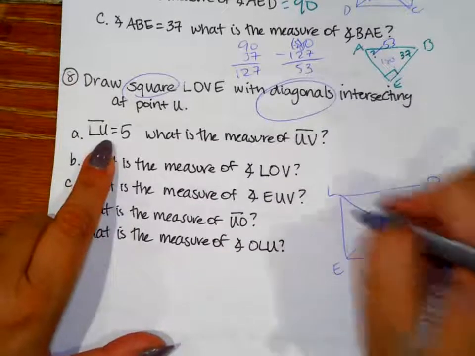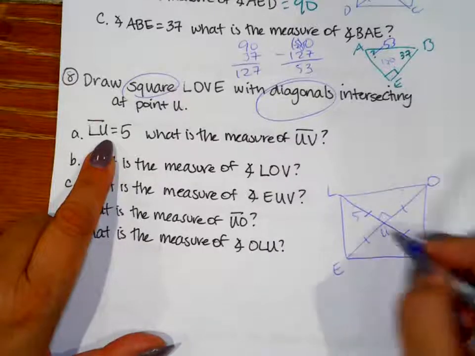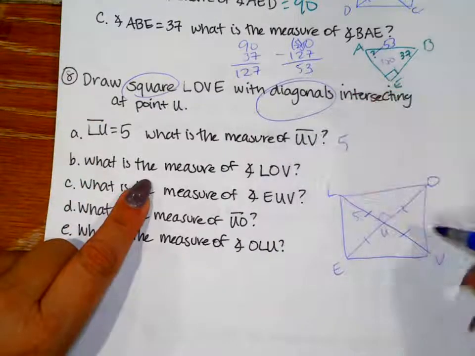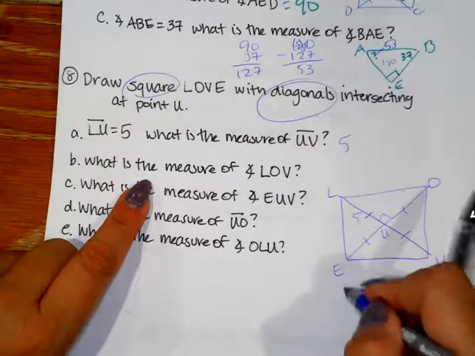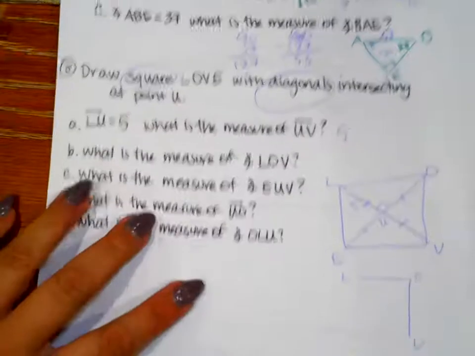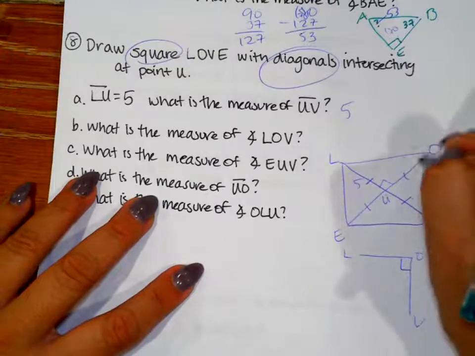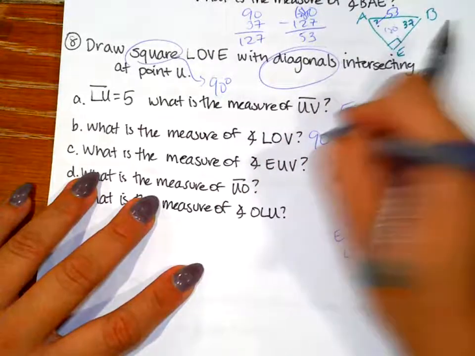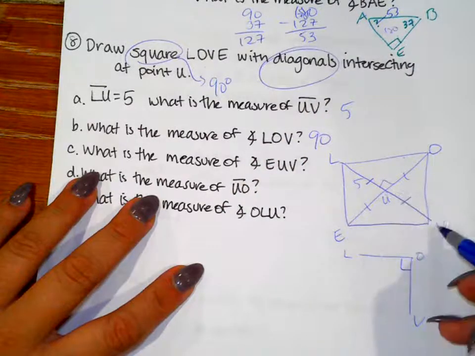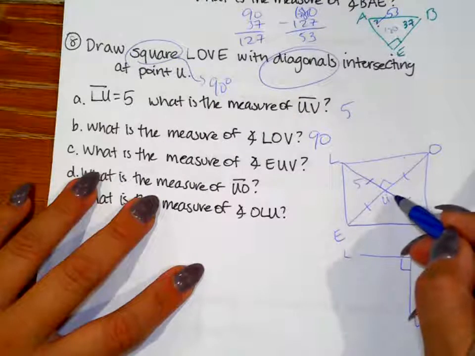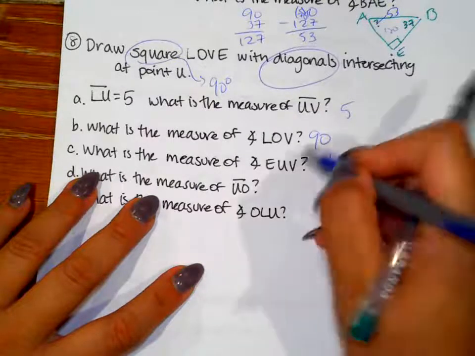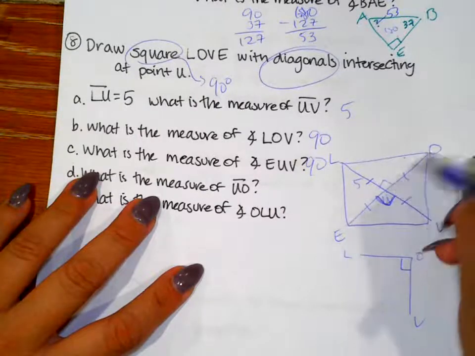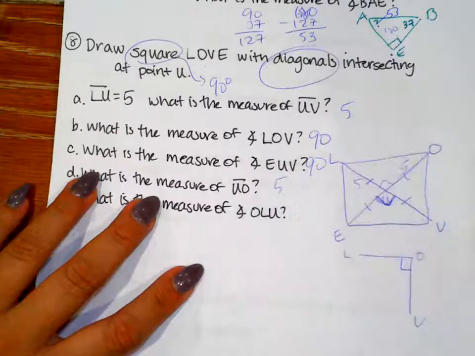So if LU, this guy is 5, what's UV? This guy is 5. It creates a bisector. LOV is this guy right here. He's a 90-degree angle. It's a square. Squares have 90-degree angles. So LOV is 90 degrees. EUV, this guy right here. Perpendicular bisectors for your diagonals. That guy is 90 degrees. UO, line segment here. Everything's the same inside. That guy's 5 as well.